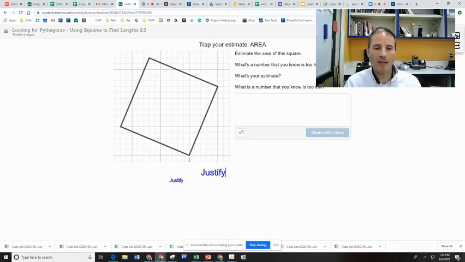I had a lot of people tell me that they thought the area was about 9, which is great. I think you're probably right. It probably is somewhere around 9. Why do you think that? That's the one thing to keep in mind. What's your thinking? I want to get inside your brain. I care less about the 9 and more about why you think it's 9. So keep that in mind while we're doing that.